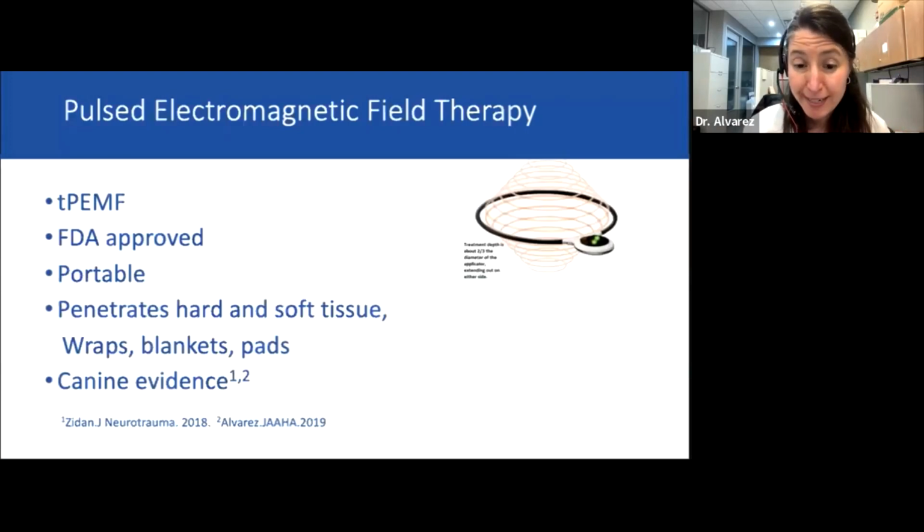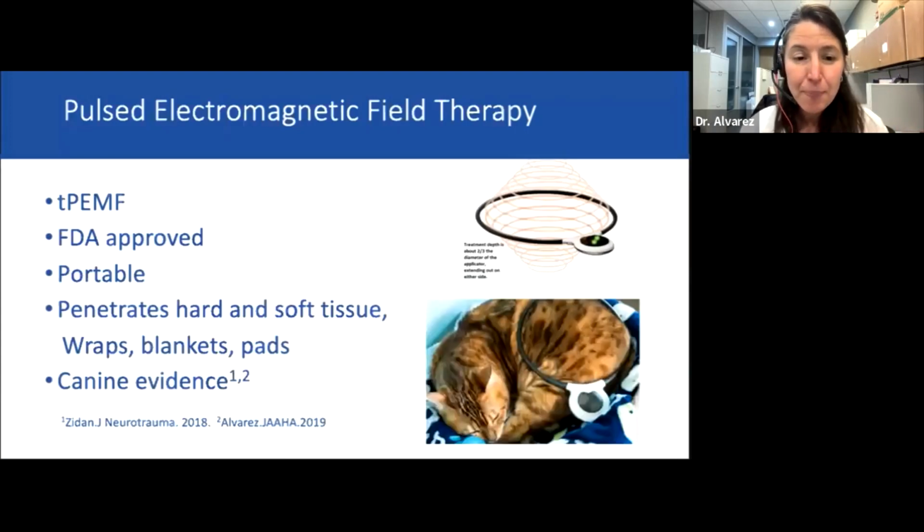That was published in JAHA 2019, where I looked at post-op hemilaminectomy patients, and we found that dogs with the PMF therapy required less postoperative pain relievers at home than the patients that had the sham treatment. And cats love PMF therapy. I also love it for exotic patients because they don't feel anything. It's very non-invasive. You just press the power button, it turns on, and it emits the therapy.